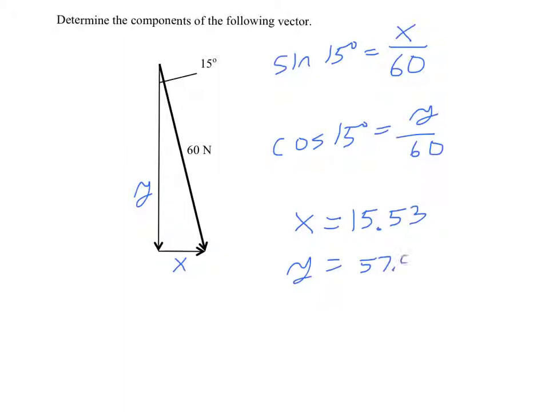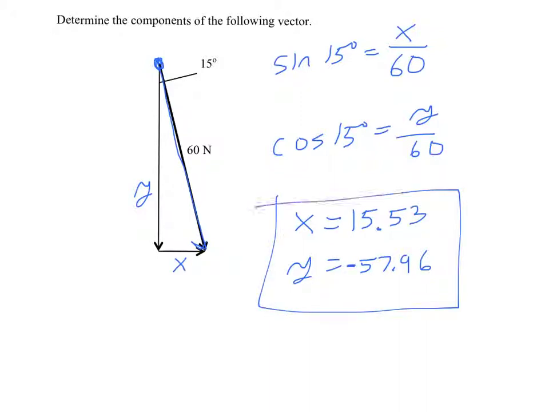However, this is where we have to think for a second. If the vector is going down and to the right, the x component is positive because it's going to the right, but the y component is negative because it's moving downwards. So we just have to apply that negative after. So these are the components of this particular vector.